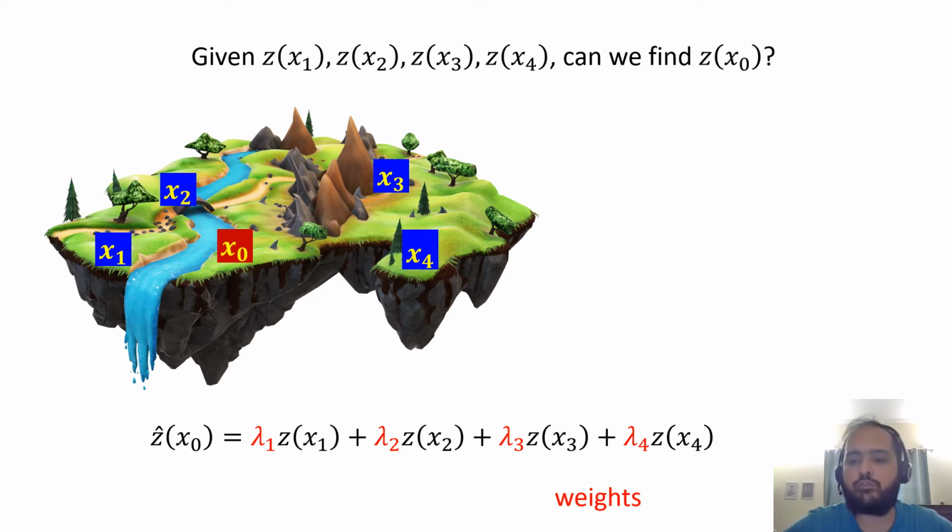So essentially what we've done is we've translated our problem into the calculation of these weights. All right, so if someone gives me these weights, then I will be able to find the measurement at the other point x naught. All right, so this is what this is going to be about. So let's see how we can find these weights.